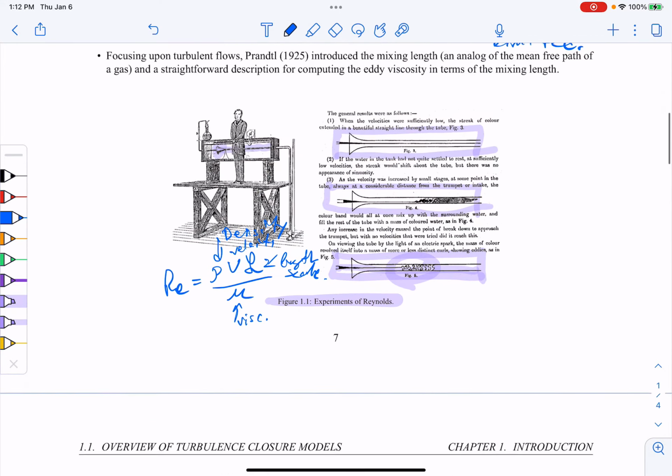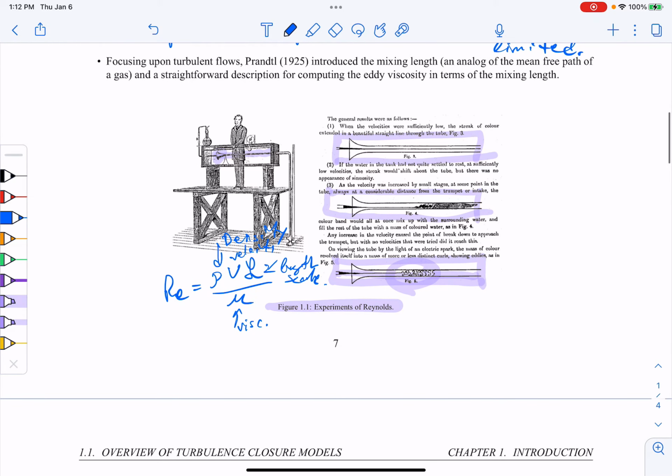But what happened many years later is one person named Ludwig Prandtl, who was a German, he made a big breakthrough. And not only did he, of course, invent the idea of boundary layers in a conference paper in the earlier 1900s, but in 1925, he introduced something really important to try and close the RANS equations so we can make predictions of turbulent boundary layers.